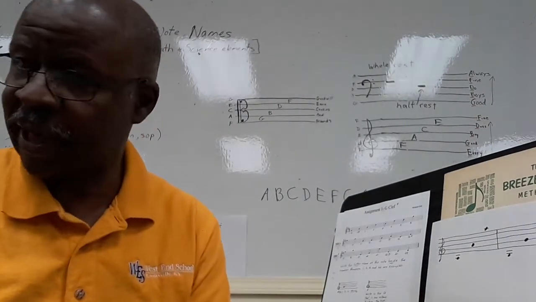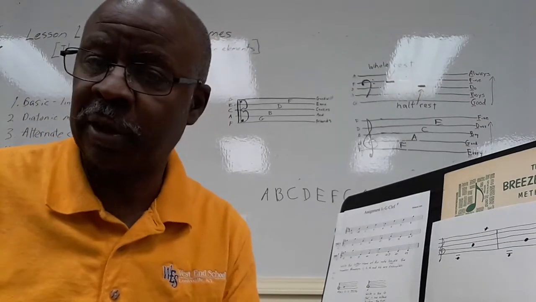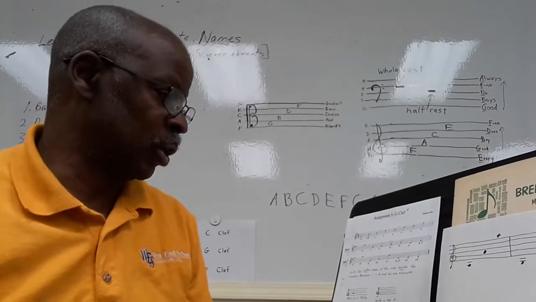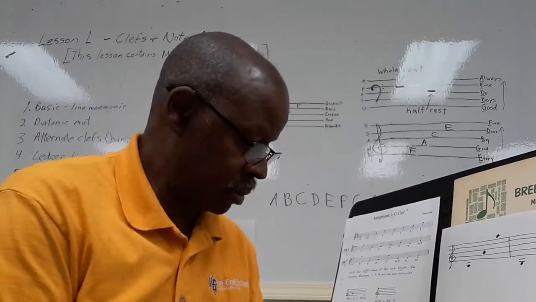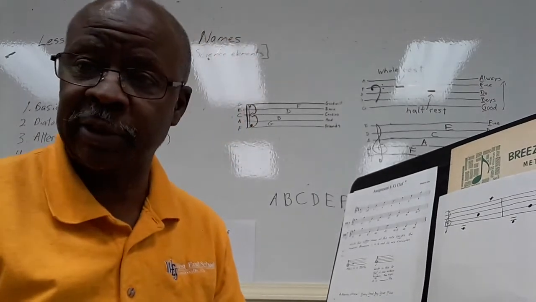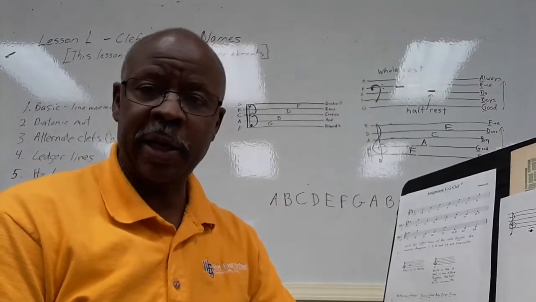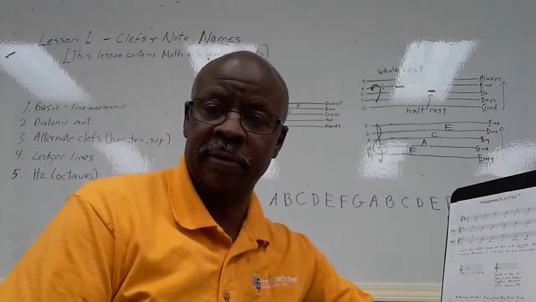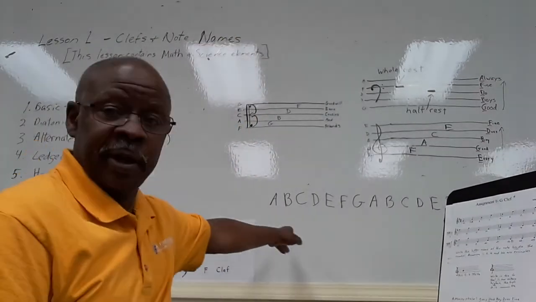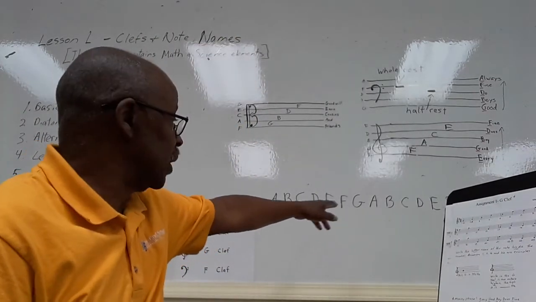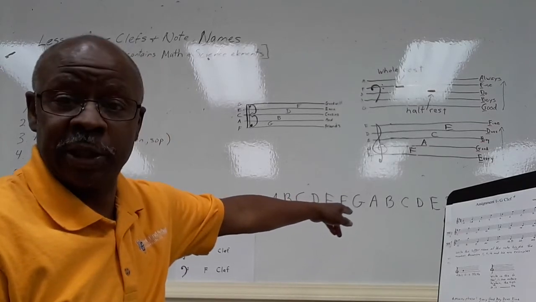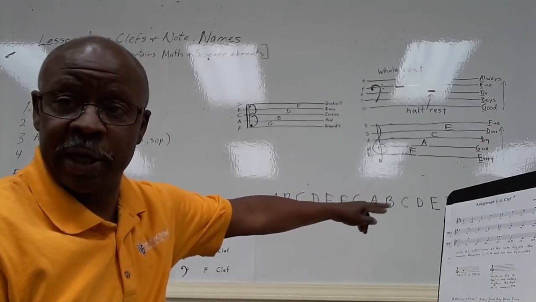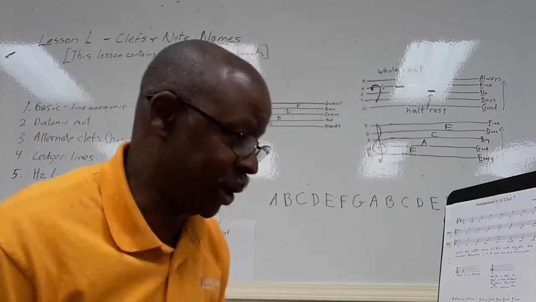Okay, so one of my students was asking me, and I was explaining about note names, why there's no H in music. Because in our music alphabet we go through A, B, C, D, E, F, G, and after G, we go back to A again. We don't go to H. So why don't we have H?